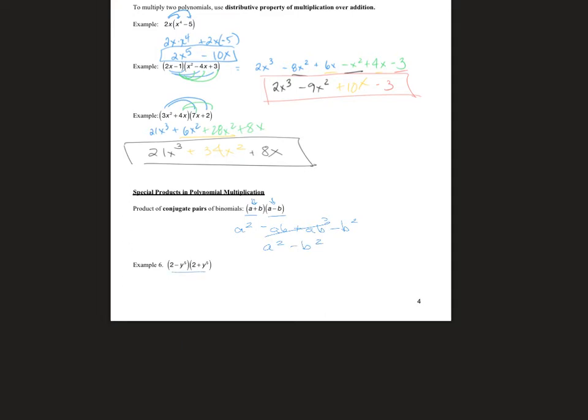Are these conjugate pairs? Yes, they are. In this case, a is 2, b is y to the 5th. So I would have a squared minus b squared, so that would be 2 squared minus y to the 5th squared, which is 4 minus y to the 10th. Difference of two squares.